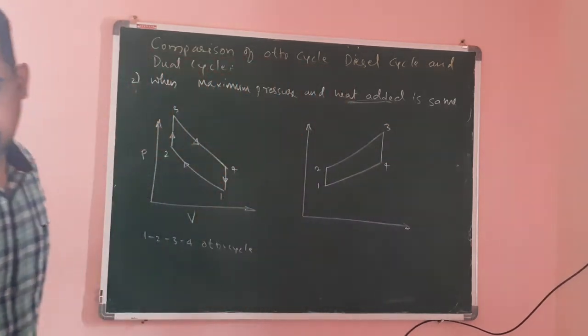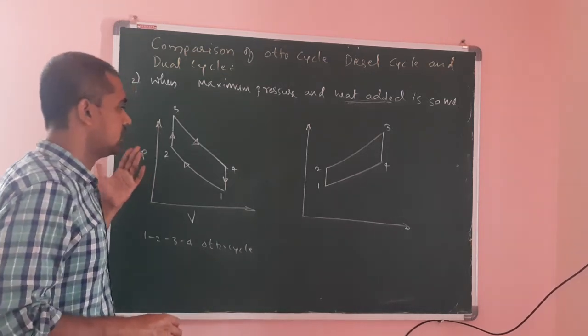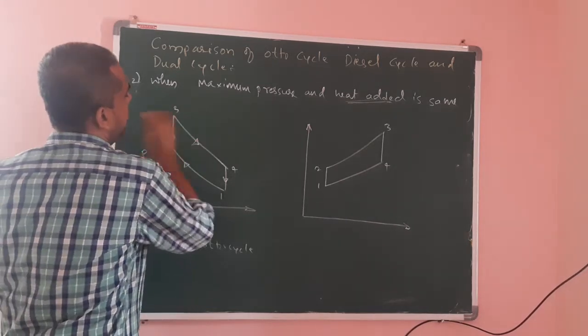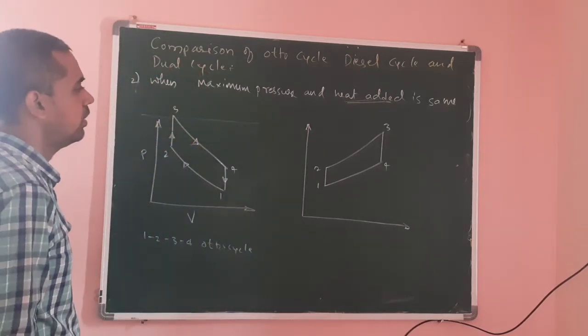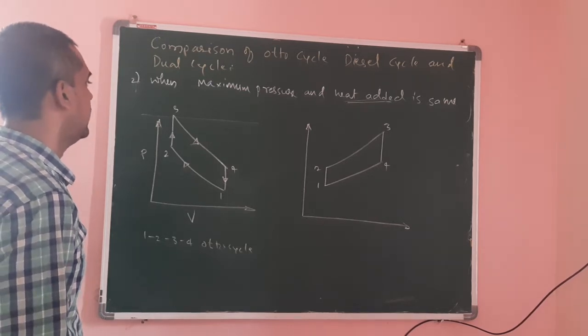This is the TS diagram. Now, what they have given is when the maximum cycle pressure is the same. If I draw on the same PV diagram, P3 should remain same. I have to draw P3 in such a way that it lies on this line only, and heat added is same.